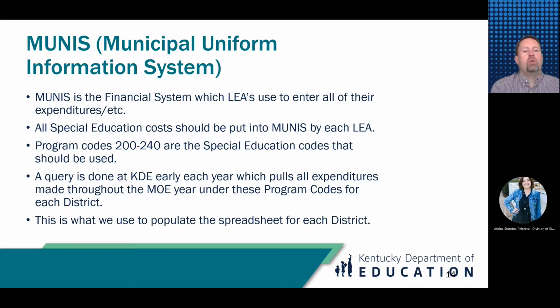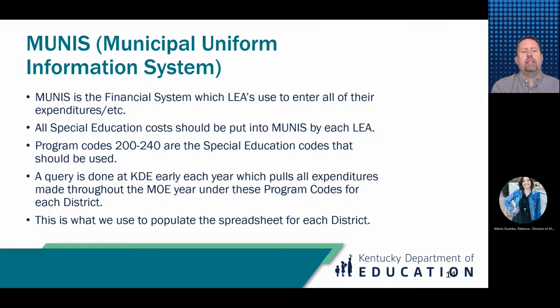And with Munis, program codes 200 through 240 are the special ed codes that are used. That's where you should be putting your special ed expenditures out of that general fund into Munis that would relate to your MOE compliance, generally out of those program codes 200 through 240.